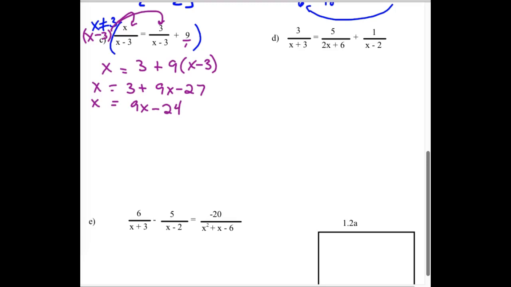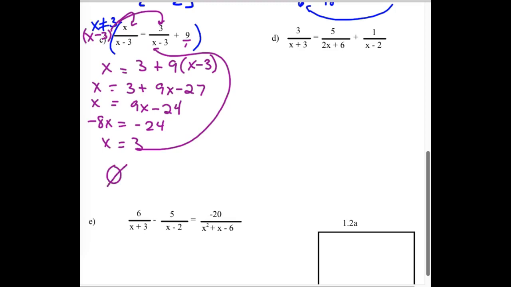Then what? Subtracting a 9x to the left ends with negative 8x, which means when I divide, I end up with x being 3. But we said at the very beginning, x can't be 3. Because it ends up creating a 0 in that denominator, it's not going to work. It was the only possible answer I got, and it doesn't work.